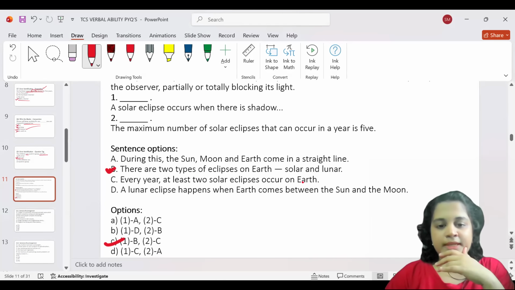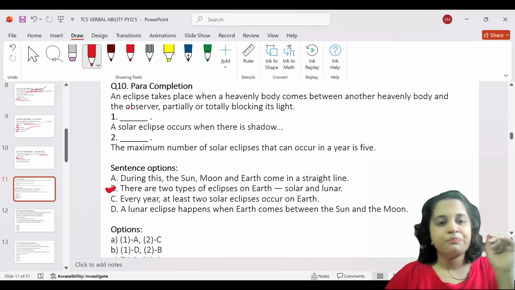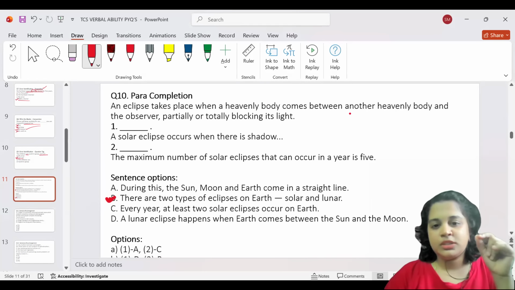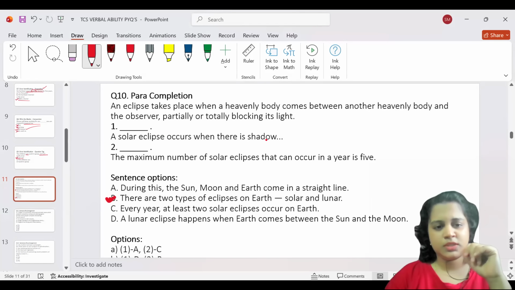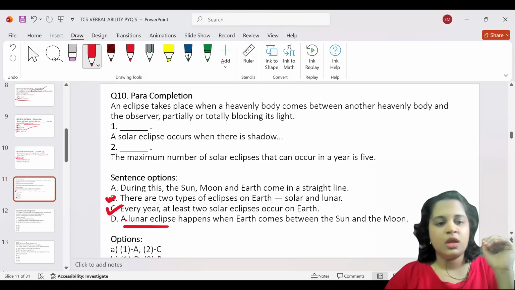Every year, at least two solar eclipses occur on Earth. Let us read it all together. An eclipse takes place when a heavenly body comes between another heavenly body and the observer, partially or totally blocking its light. There are two eclipses on Earth, solar and lunar. A solar eclipse occurs when there's a shadow. Every year, at least two solar eclipses occur on Earth. Yes. So C complements the previous sentence and B complements the first sentence. That is, they continue each other. And then we're talking about lunar eclipse. A lunar eclipse happens when the Earth comes between the sun and the moon. So if there was an option here, we could have fitted in D. But here they're just talking about solar eclipse.